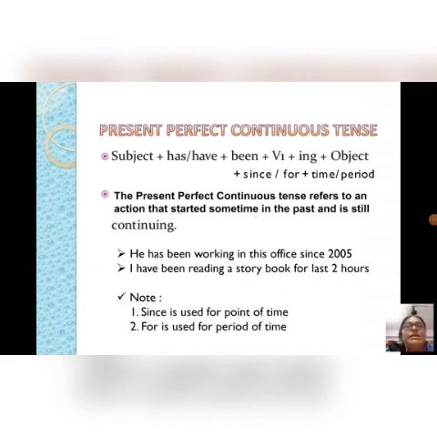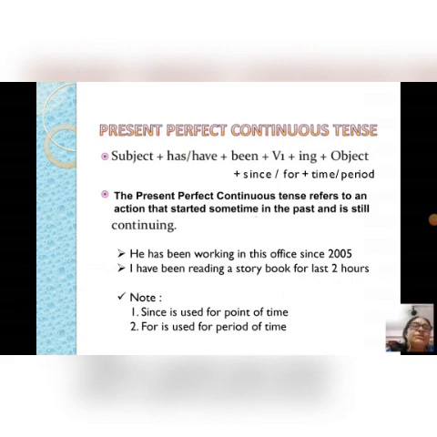Now we will see the structure of present perfect continuous tense. Subject plus has or have plus been plus the ing form of the verb plus object plus since or for plus time or period. Now in this tense we use since or for. So the question may come to you where to use since and where to use for.